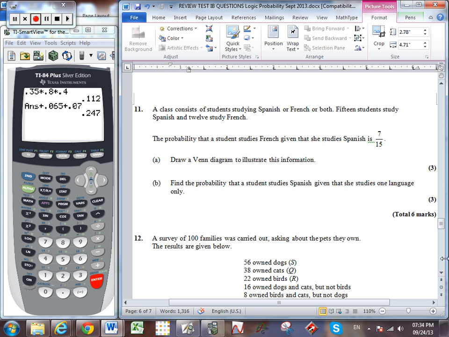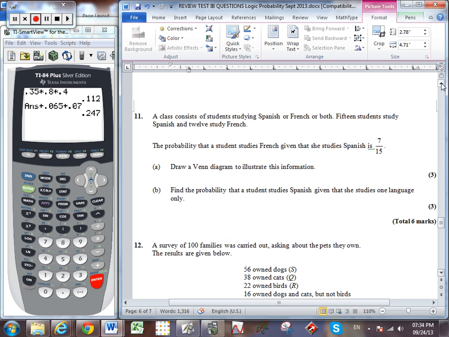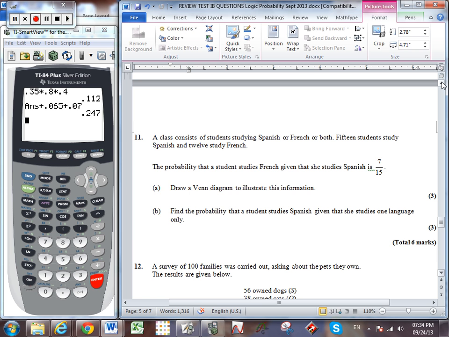So you just get a feel for which strategy, which visual diagram is going to help you solve the problem. And so in this case we've got Spanish or French or both. You see that it doesn't allow the possibility that somebody studies neither. And so I think that when I draw my Venn diagram, Spanish, French, I'm going to have 0 on the outside, because the class consists of students studying Spanish or French or both, not neither.